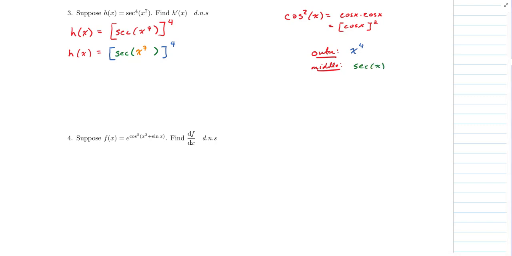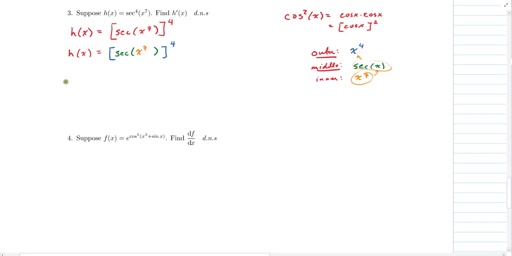And then the innermost function, in this case, is the function x to the 7th. And then hopefully you see that if I were to nest this function inside of here, and then nest this function inside of here, I would have the expression that we're working on. So that was a lot of preamble. Now let's go ahead and take the derivative.